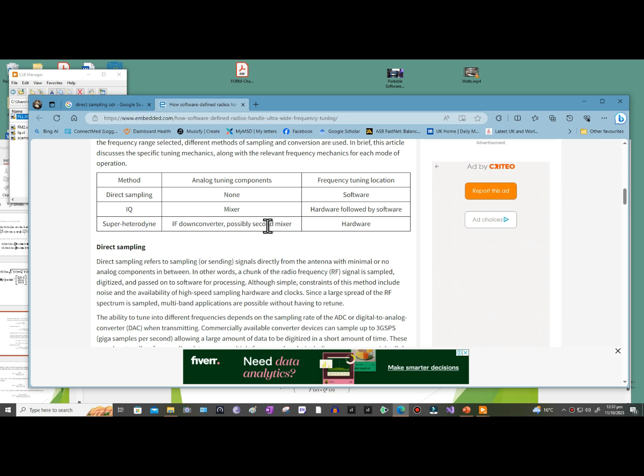That's to reduce what's called image frequencies. You can down convert twice. Some of the posh radio receivers in the past used to do this. Down convert once to one IF, an intermediate frequency, and then down convert a second time, and you get what's called image frequency rejection using that method.